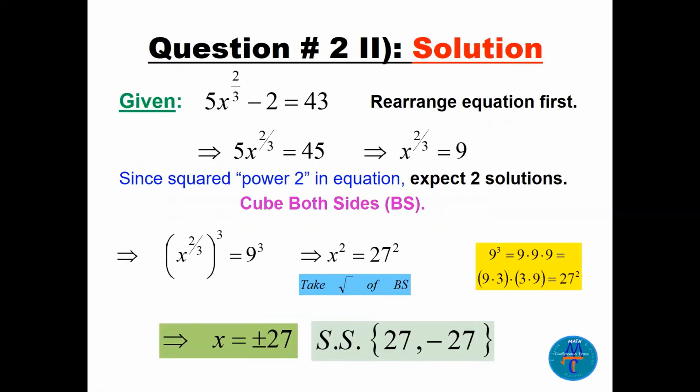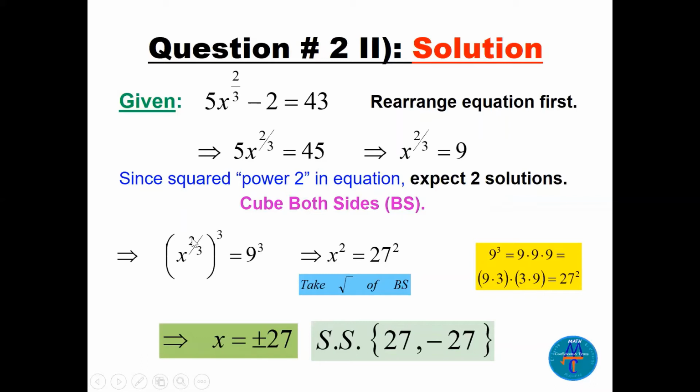Now, this is part 2. Take 2 on the other side, 45. Divide by 5, 9. We see 9, and in the other equation we had 1. It can be any number. Now here, raise both sides to power 3, cube it. We say raise both sides to power 3 or power 4, power 5. Because it is 3, we say cube it.